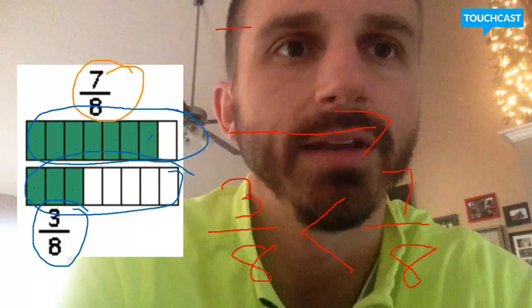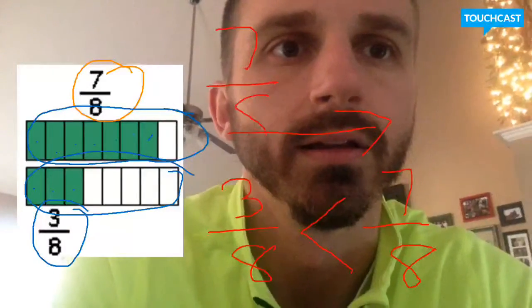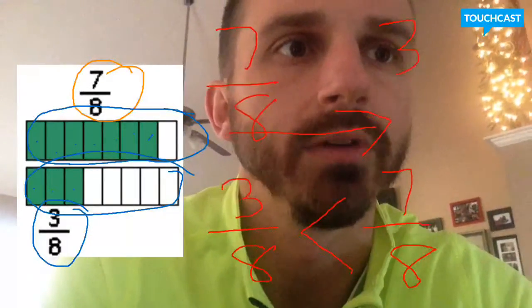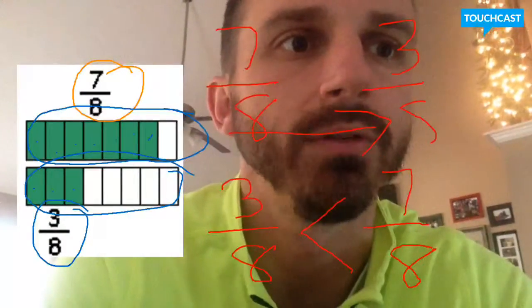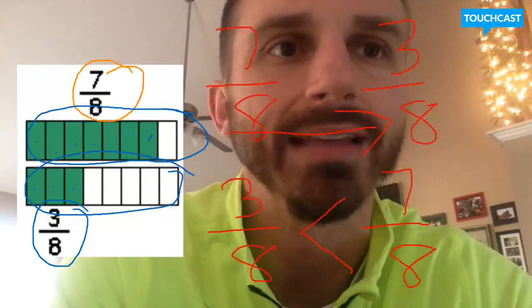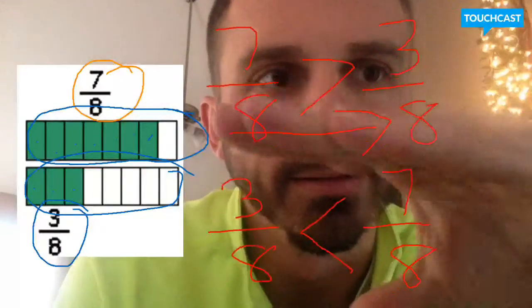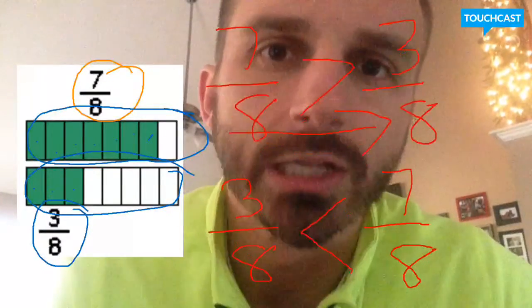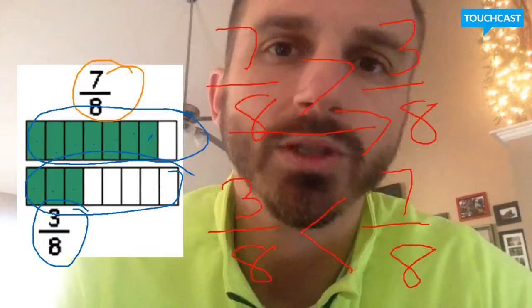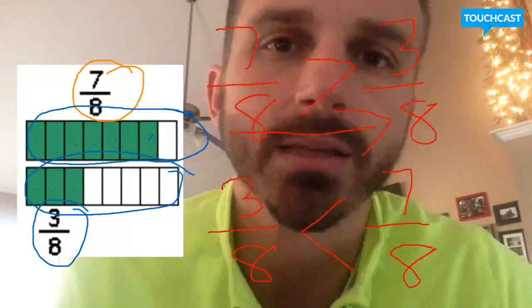So if I would have 7/8 up here, and I had 3/8 over here, of course I'm reading it left to right, 7/8 is greater than 3/8. And if you look at the little Pac-Man, what I used to call it, it always opens up towards the bigger number, in this case the bigger fraction.